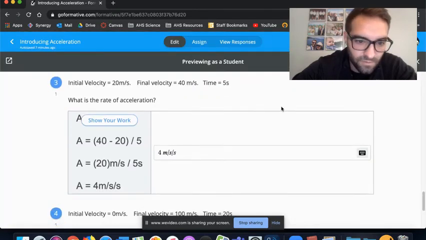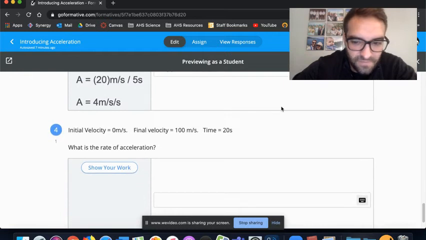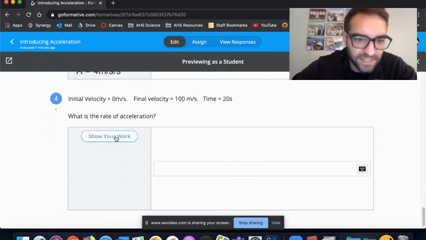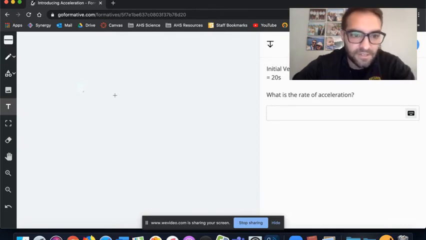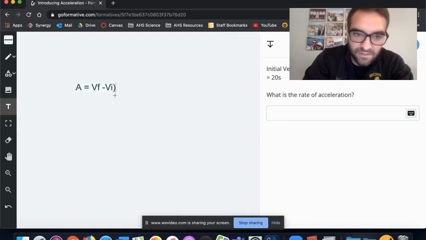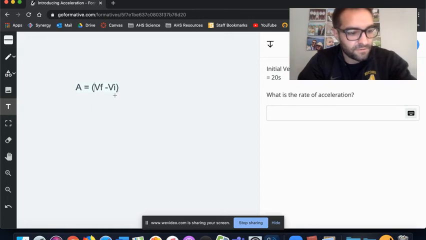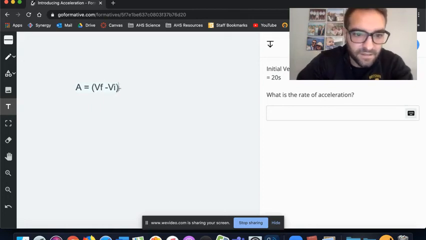Okay, one more practice problem. As I scroll down here, okay, using the same scenario, I've got A equals VF minus VI. And I should put parentheses around that. Divided by time.